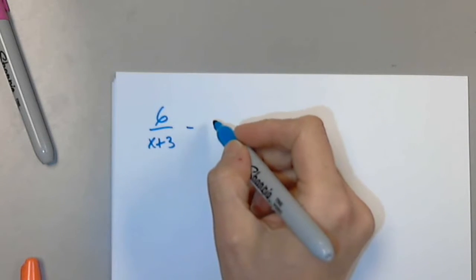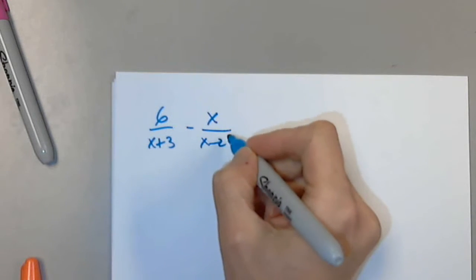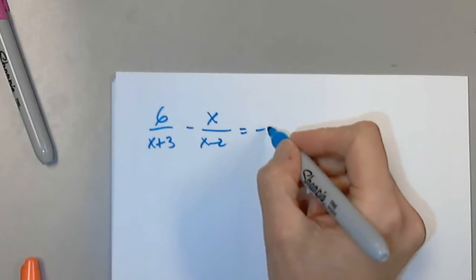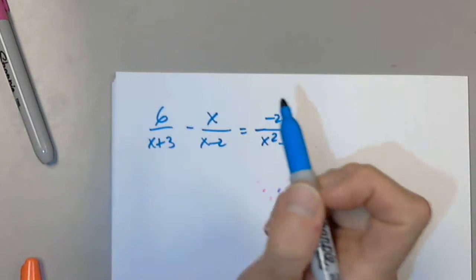Minus x minus 2, or minus 5 over x minus 2 equals negative 20 over x squared plus x minus 6.